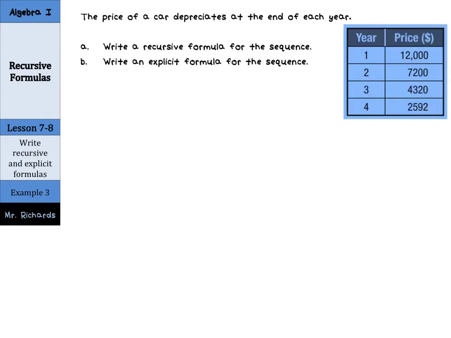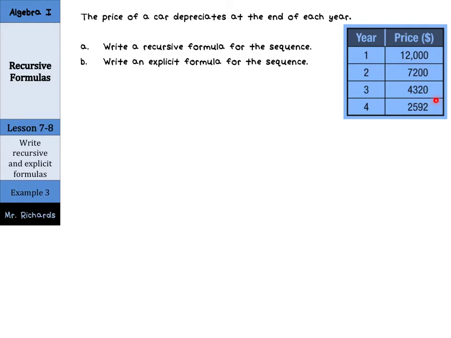So now we're going to take that information and try to write both recursive and explicit formulas. The price of a car depreciates at the end of each year, and we want to write a recursive and an explicit formula for the sequence. Okay. Well, as I look, the years I'm not really going to be concerned about, but what I am going to be concerned about are the prices. As I look down, it's not looking like a common difference, it's looking like a common ratio. It's looking like a geometric sequence.